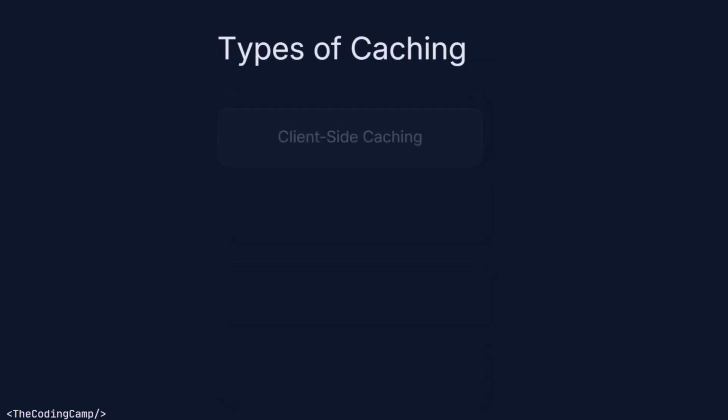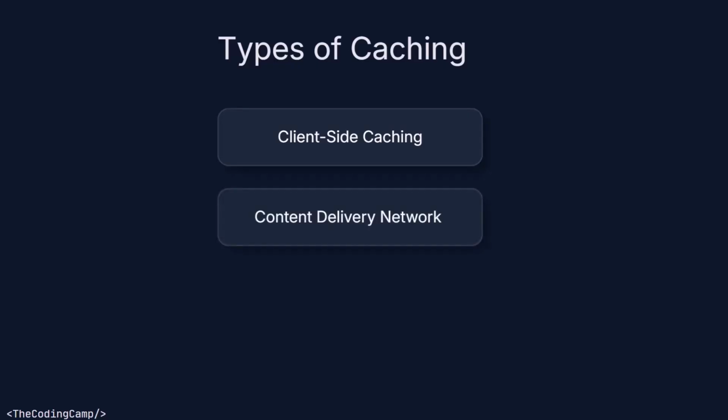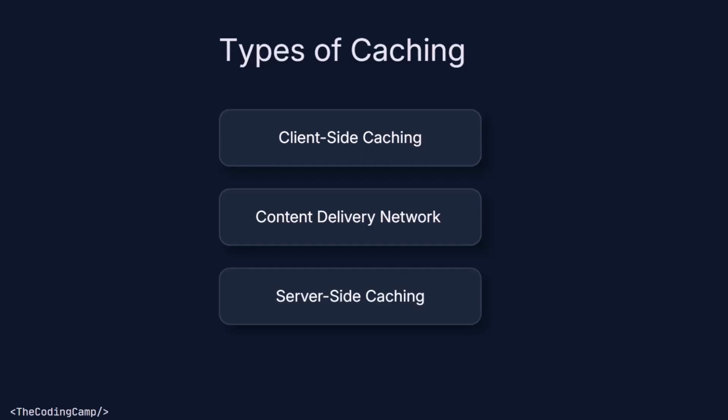There are different types of caching, including client-side caching, which is stored in a browser or mobile app. CDN, or Content Delivery Network, which caches static content geographically. And server-side caching, which is stored on the server layer, and this is the most common type in system design. We are going to learn more about each type next.